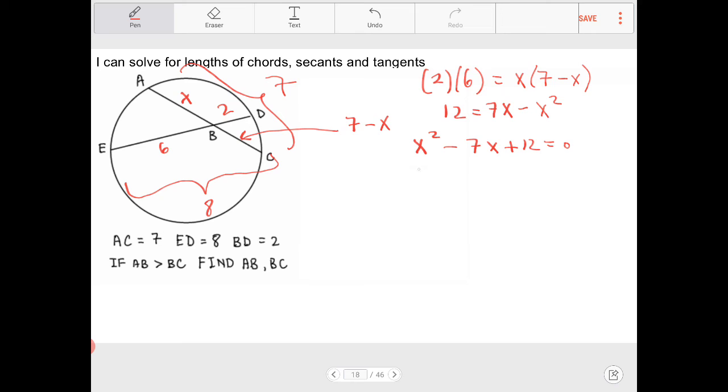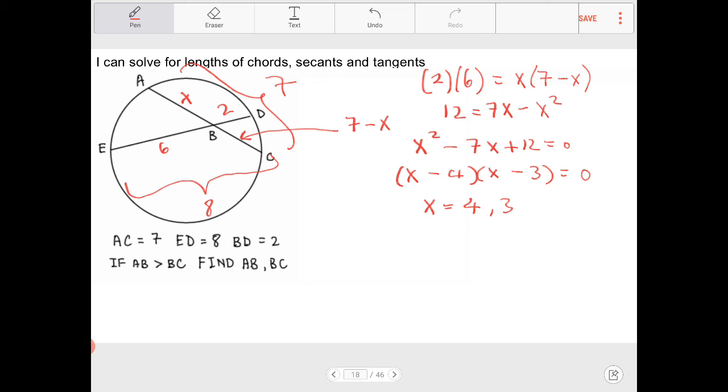From here, I'm going to factor. Are there two numbers that multiply to positive 12 but add to negative 7? As a matter of fact, there is. The two numbers are negative 4 and negative 3. So X is going to be 4 or 3. Now, which is it though?